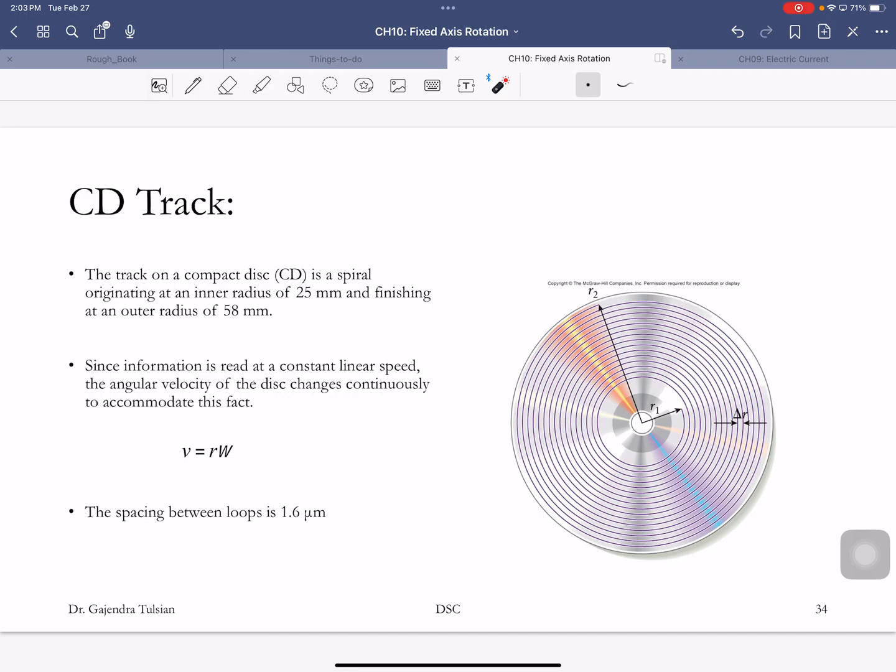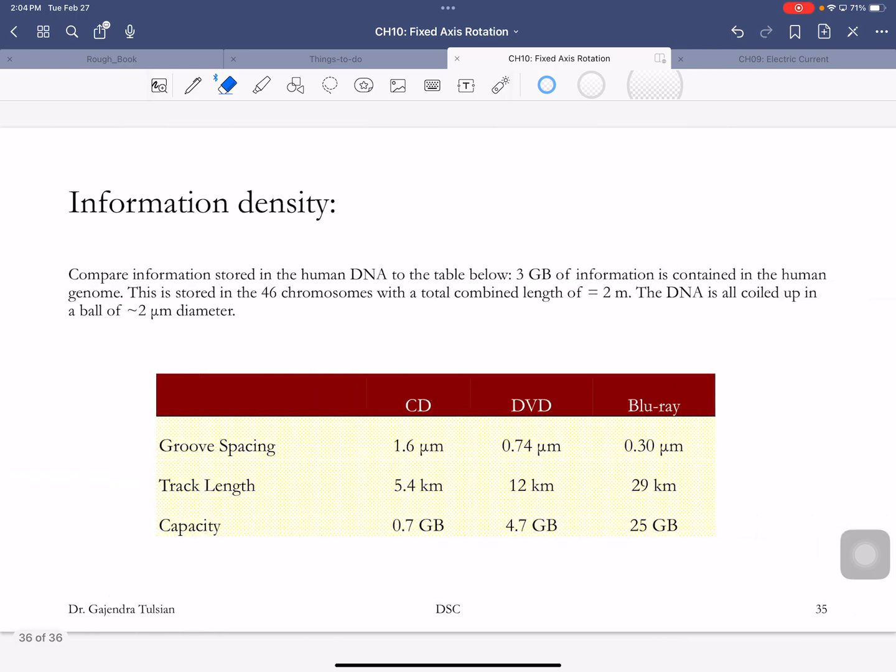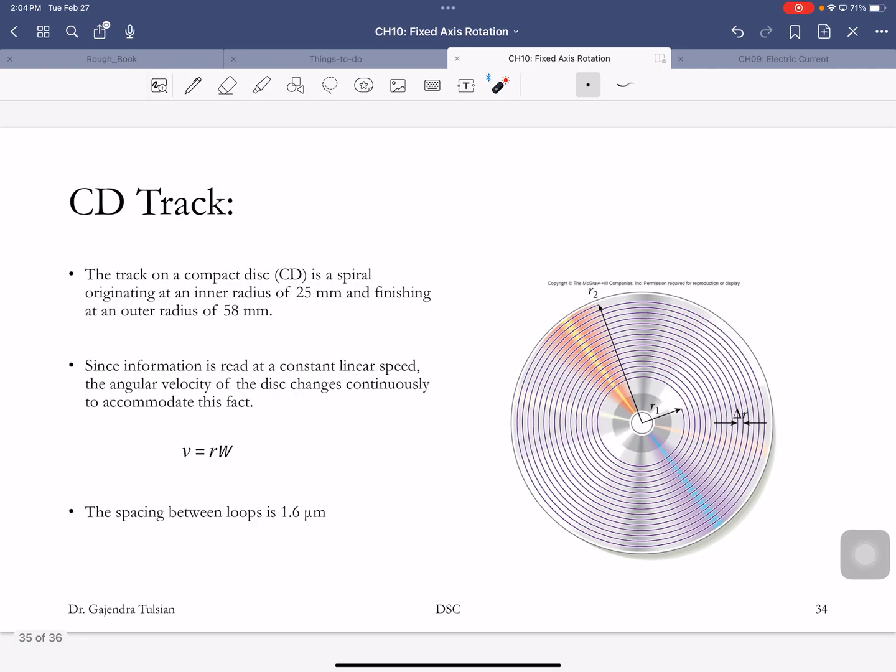So how did that get to be 12 kilometers? Well, the lines got closer and so on. Why did the lines get closer? We'll come to that in a second. For Blu-ray, that's 30 kilometers. That line has become from here to Palm Coast.